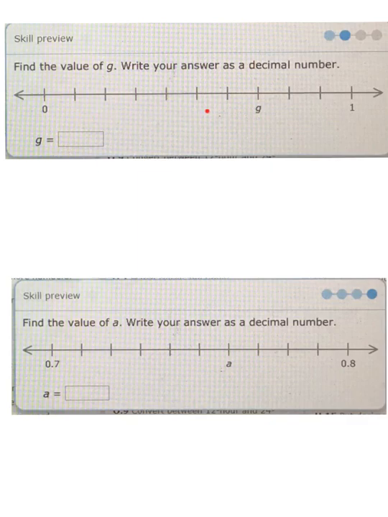So I'm going to go ahead and fill in what each of the values of these little lines is. So you can see I filled in 1 tenth, 2 tenths, 0 and 3 tenths, 0 and 4 tenths, etc. G falls at 0 and 7 tenths, and then 8 tenths, 9 tenths, and finally we get to 1 whole. So all I need to do is write 0.7 or 0 and 7 tenths for my answer for G.